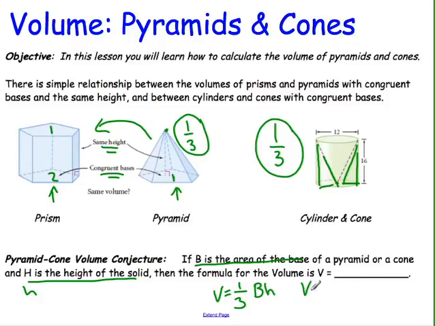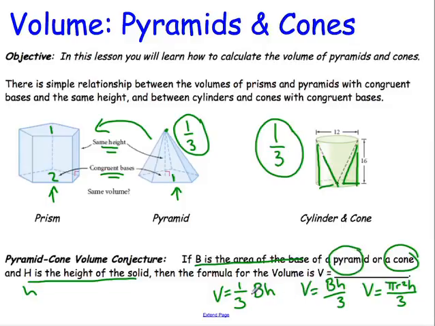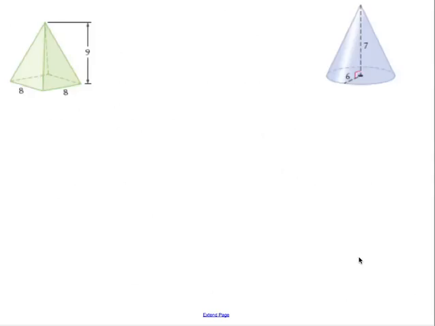Some people will choose to write this way: capital B times H divided by 3. And then specifically when you're talking about a cone, because the base is a circle, some people will say pi r squared h and divide all that by 3. All three of these formulas do work for cones. Specifically for a pyramid, you'd have to use one of the first two, and all three are equivalent for a cone. Let's take a look at some examples really fast.